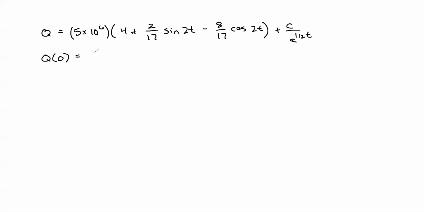Okay, so q of 0, we're going to get 5 times 10 to the 6th. And then what do we get here? So we're going to have 4. And if you plug in 0, that kills that. Cosine is going to be 1, so we're going to get minus 8/17 plus c over e to the 1/2. Oop, hold on, not e to the 1/2, right? If you're plugging in 0, that's going to become 1. So we're just going to have plus c. And then q of 0, we're going to have 0. And then if we go through and simplify this, this is 68/17 minus 8. So we're going to have 60/17.